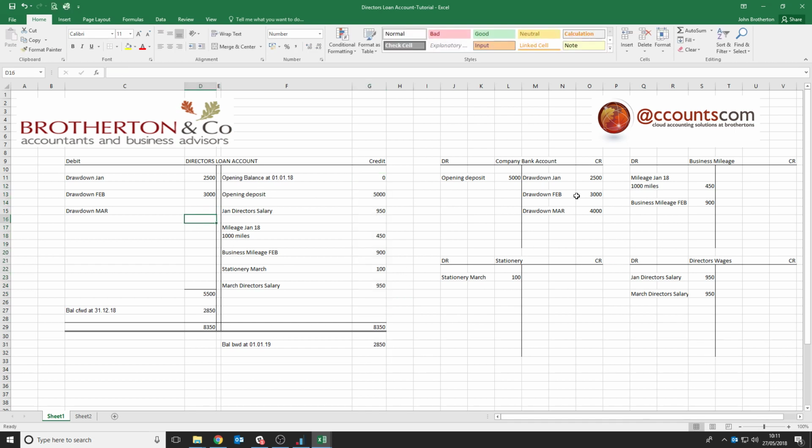So if we go back to where we were before we took anything out in March, we were owed 2,850. If we took 2,850 out, our balance would be zero. If we took 2,000 out in March, we would be owed 850. Obviously in that scenario we're taking 4,000 out, so we now owe the company 1,150 because we've actually taken out more than we've got as credits on our loan account.